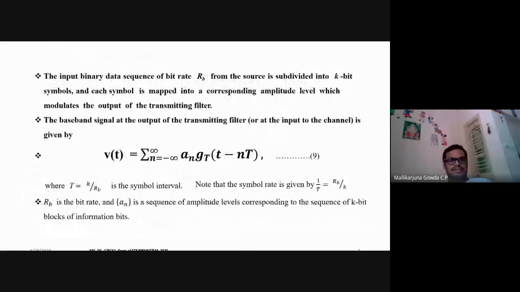The output of this transmitting filter I denoted as v(t), and this is the input to the channel. So that is what I am saying here. The baseband signal at the output of the transmitting filter, or at the input of the channel, will be given like this: v(t) is equal to the summation from n equal to minus infinity of a_n g_T(t minus nT). Here this T is what? It is k by RB. k is the number of bits per symbol, and RB is the bit rate. That is the symbol interval. Because the bit interval TB is 1 by RB, the symbol interval will be k by RB, where k is the number of bits.